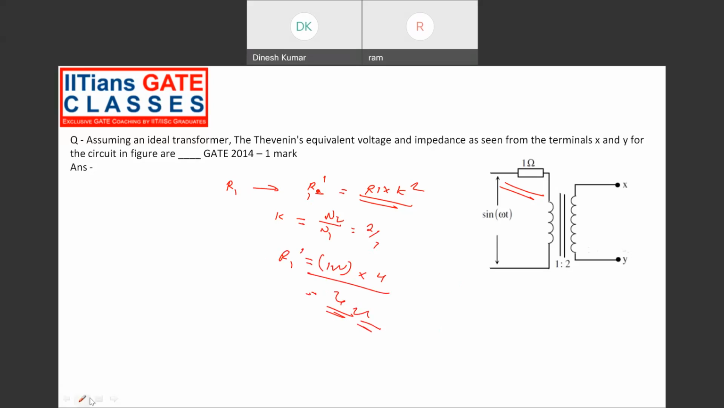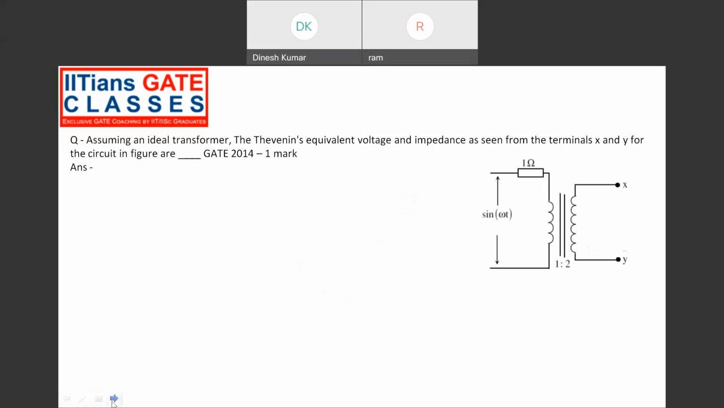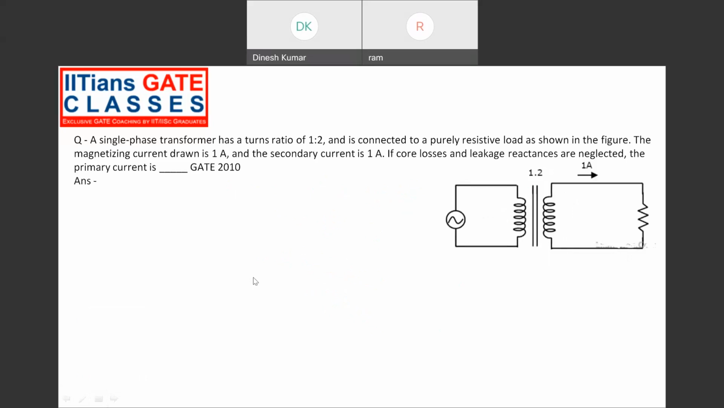Okay, we'll go to the next question. GATE 2010 question. A single phase transformer has a turns ratio of 1:2 and is connected to a purely resistive load as shown in the figure. The magnetizing current drawn is 1 amp. So here it is 1 amp and the secondary current is 1 amp. The core losses and leakage reactance are neglected. They're asking us to find out the primary current.